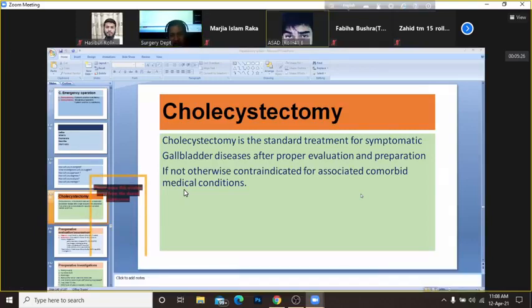Removal of gallbladder. So surgical removal of the gallbladder. Okay, that is excision and removal of the gallbladder is cholecystectomy. Definitely, you should know.